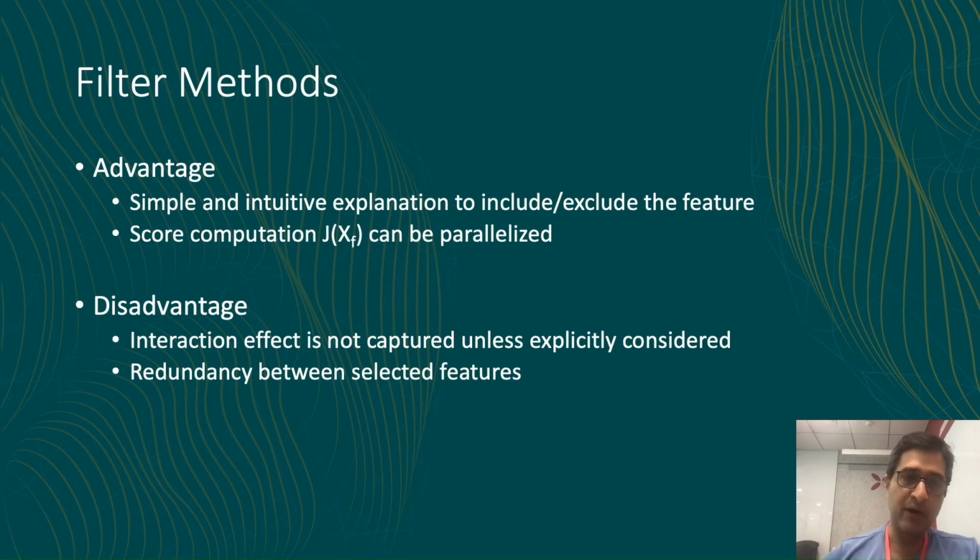So on one hand, you can parallelize the computation of the goodness function or the goodness score, but at the same time, the interactions are not captured, and you would land up with a suboptimal model selection process.